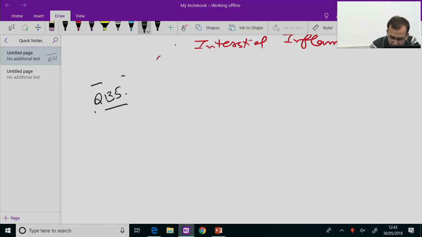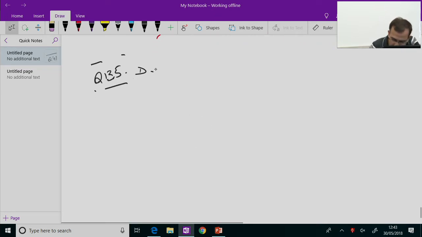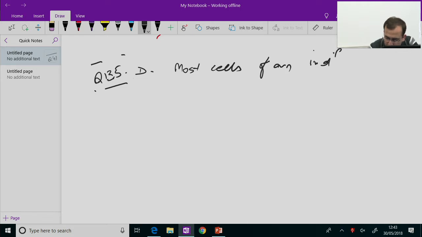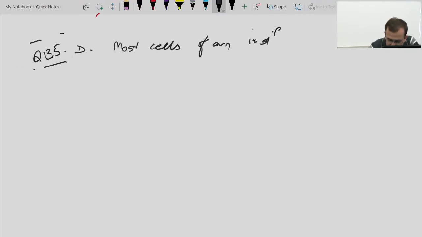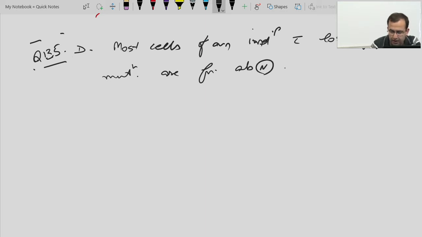So question number 135, the answer is D, that is most cells of an individual with loss of function mutation are functionally abnormal. This is false. It is not most of the cells.